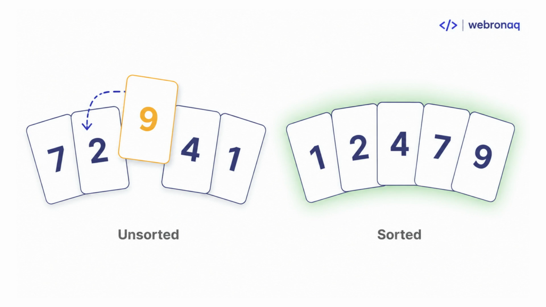Picture this. You're holding a hand of playing cards and they're all out of order. What do you naturally do? You pick one card, look at the cards to its left, and slide it into the right spot. Then you grab the next one and do the same thing, one card at a time, until the whole hand is sorted. That instinct you already have.